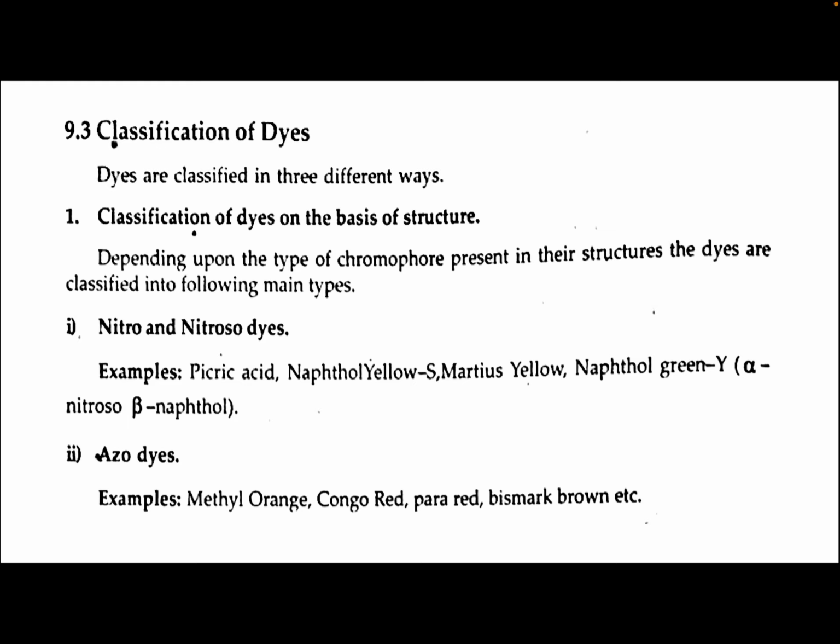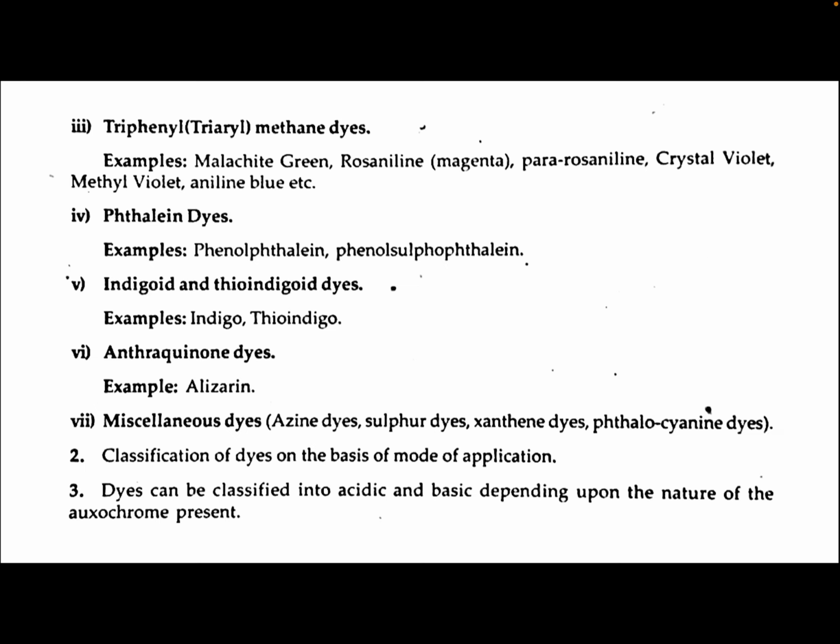Classification of dyes. Dyes are classified in three different ways. Classification of dyes on the basis of structure. Depending upon the type of chromophore present in their structure, the dyes are classified into the following main types. First is nitro and nitroso dyes. Example: picric acid, naphthol yellow S, Martius yellow, naphthol green, alpha-nitroso-beta-naphthol. Azo dyes. Example: methyl orange, Congo red, para red, Bismarck brown, etc.